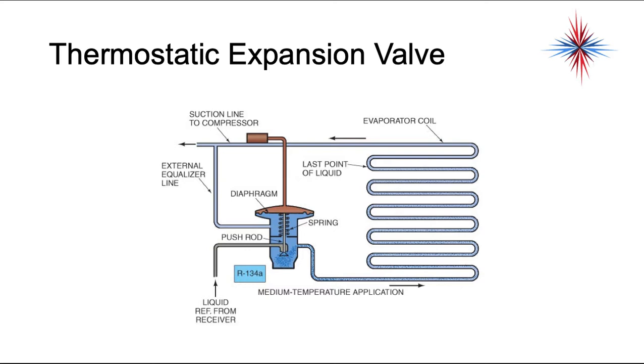So when we're looking at a system that has an external equalized line and you're mounting the TXV bulb, it has to go between the evaporator coil and the external equalizer line. You cannot mount on the compressor side of the external equalizer. It will not work properly.